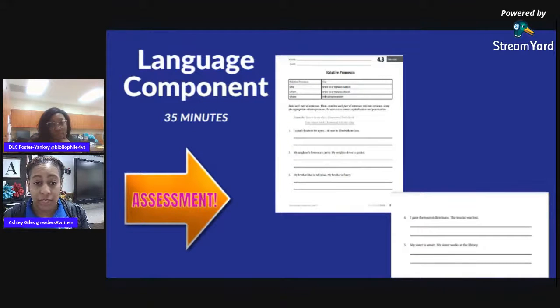So explicit teaching, all this, you're asking questions for the kids. This is a hard concept. So once you get past the who, whom, and whose, then you are reminding the kids.